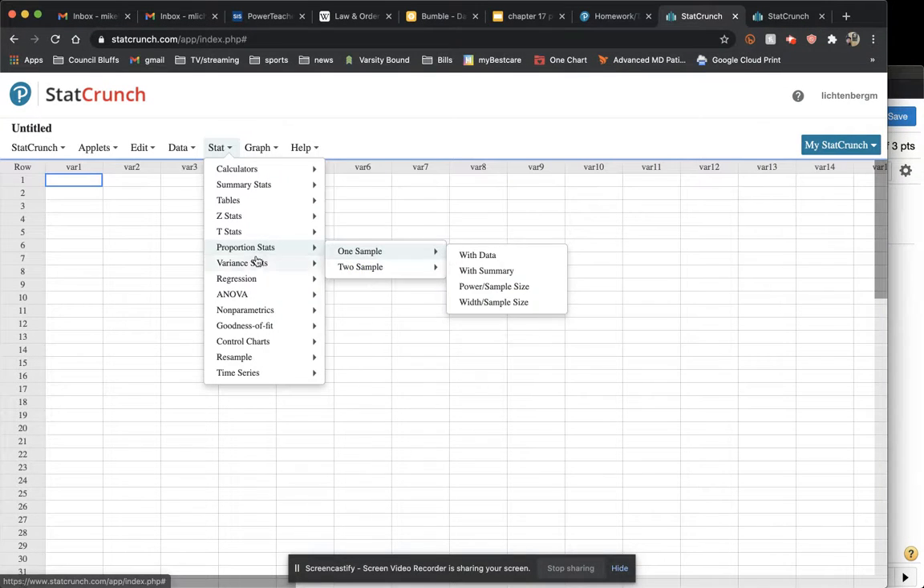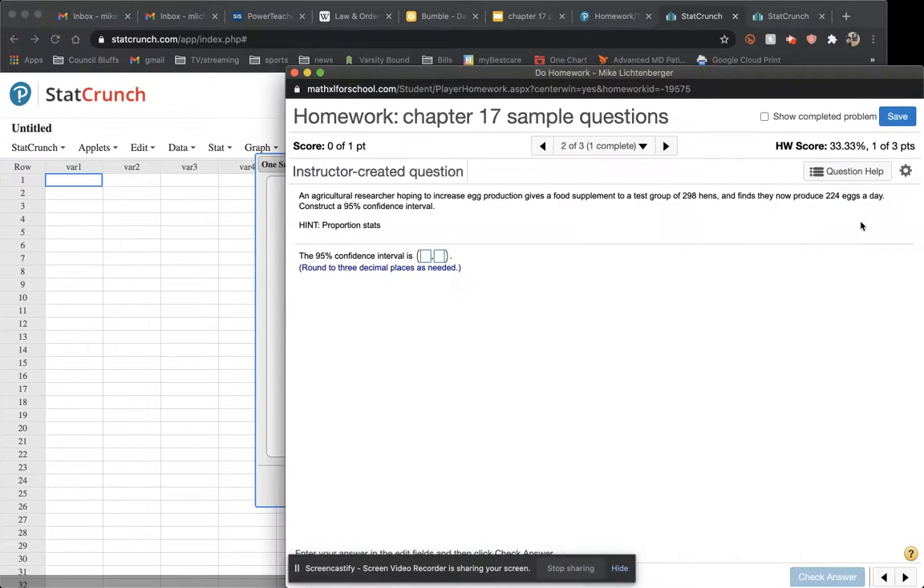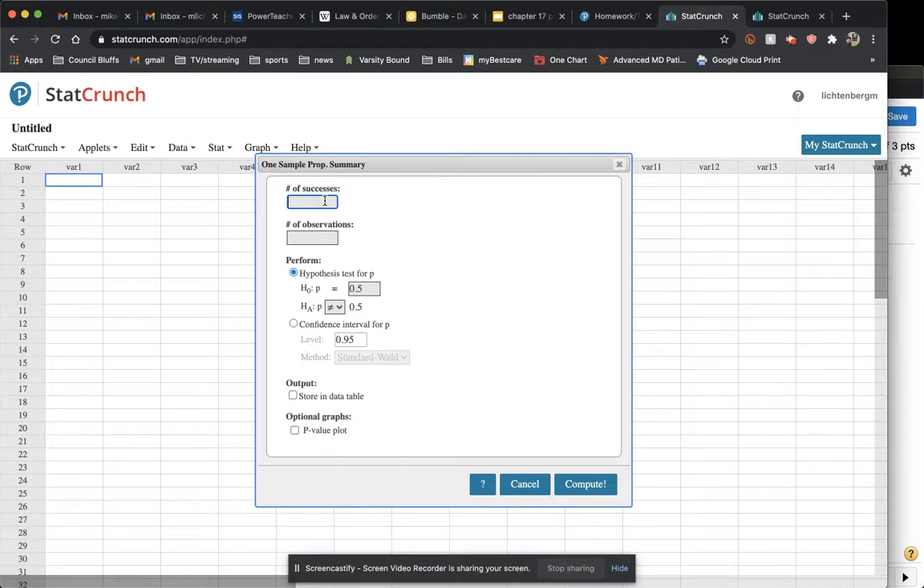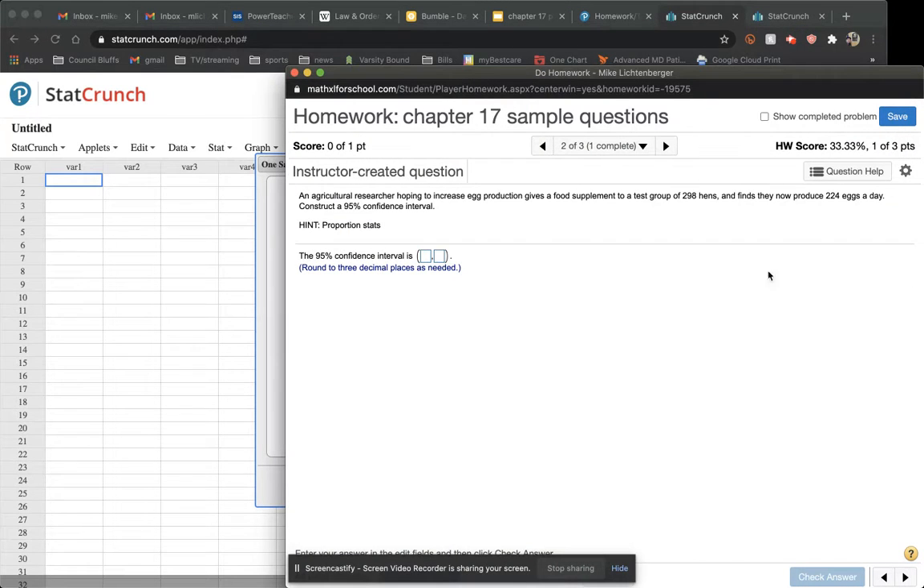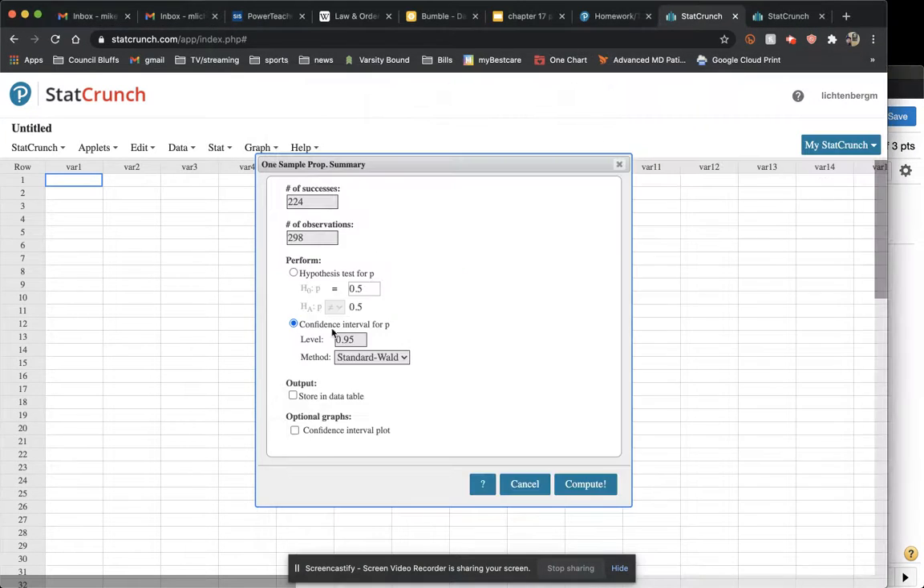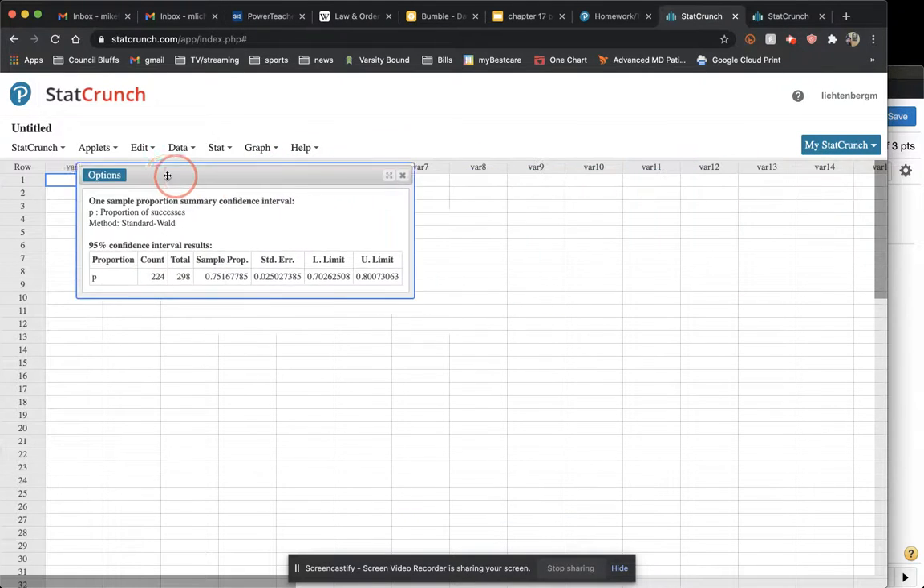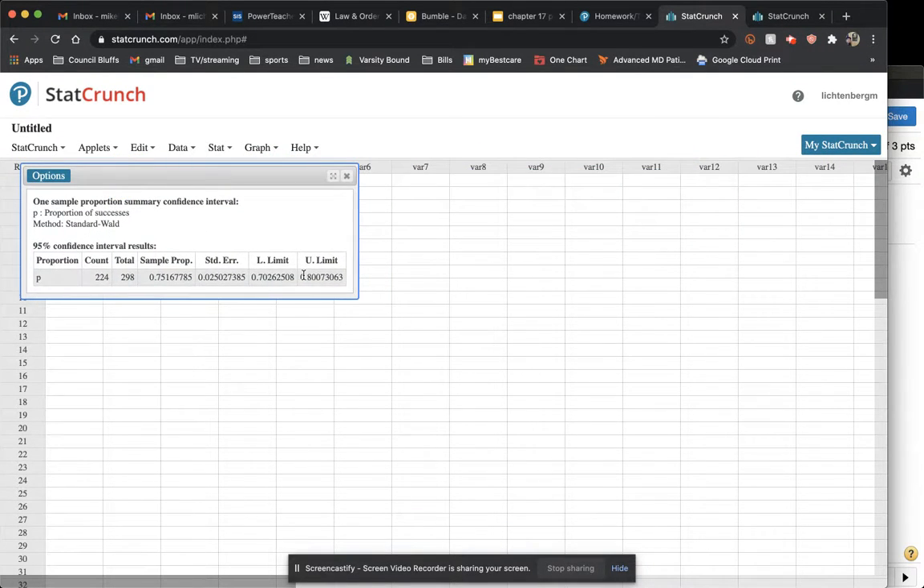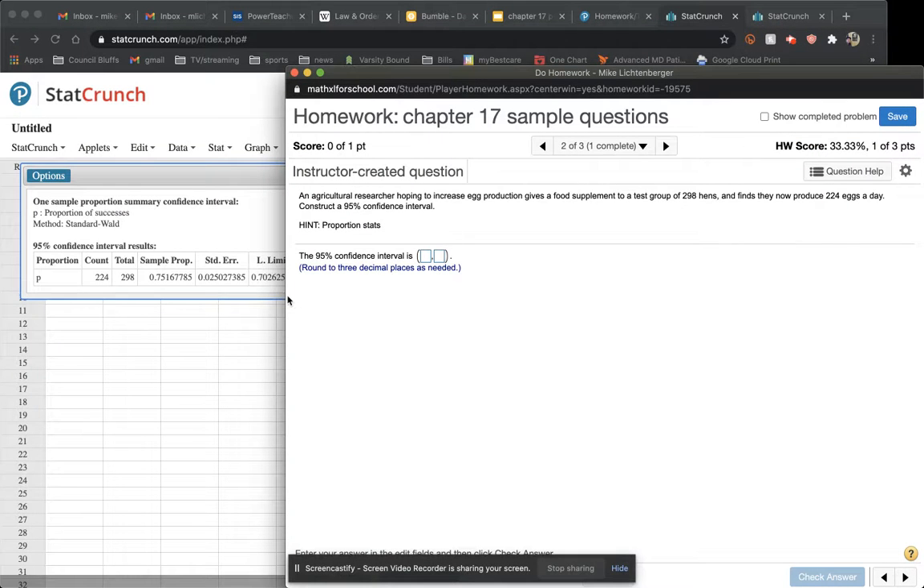So stat, proportion stats, one sample with summary. It was 224 eggs out of the 298 hens. So 224 out of 298 total. And we're going to go down to confidence interval, and we want a 95% confidence interval. So level, notice 0.95. And we're simply going to compute. And we're going to look at our lower limit and our upper limit.